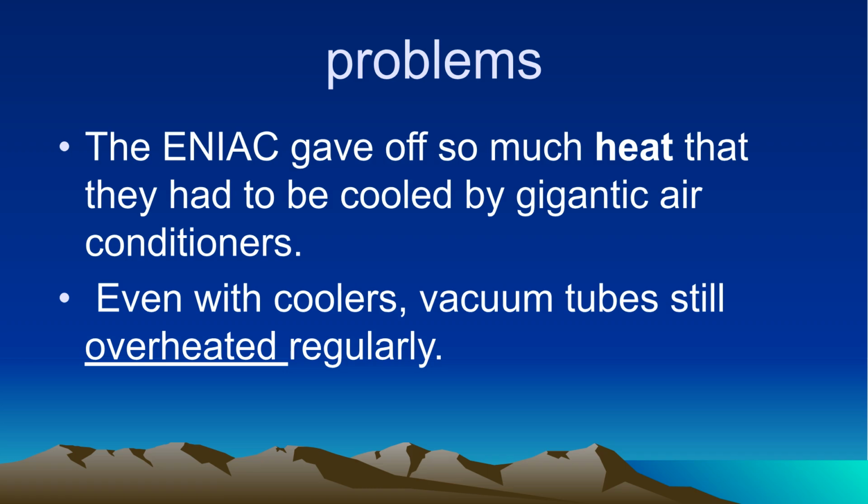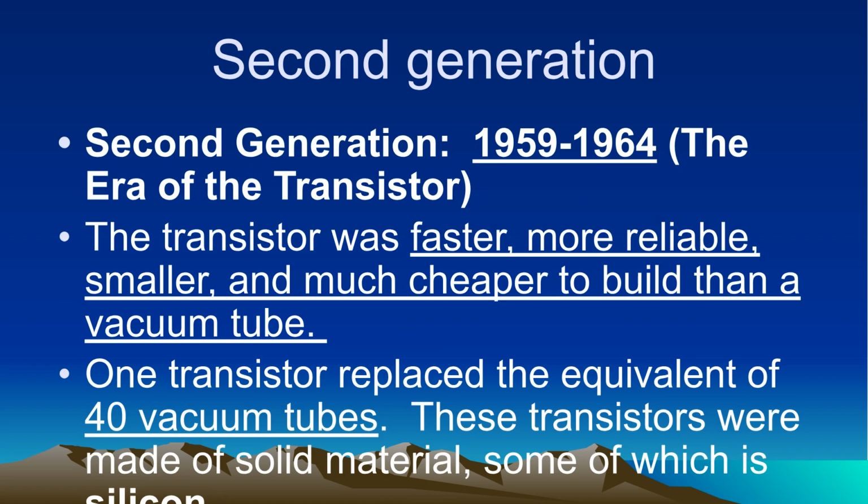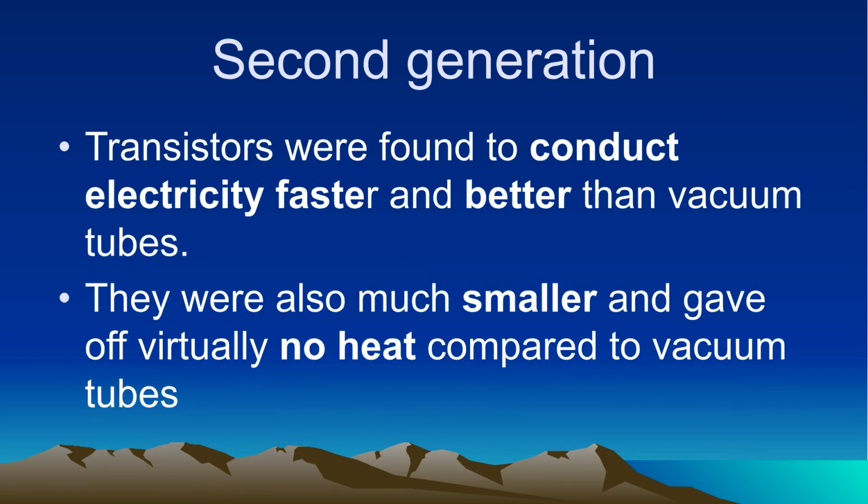A major problem of the first generation was the heat generated by the vacuum tubes, which necessitated massive air conditioning units. The second generation, 1959 to 1964, introduced the transistor. Transistors were faster, smaller, cheaper, and more reliable than vacuum tubes. Transistors conducted electricity more efficiently than vacuum tubes, were much smaller, and produced minimal heat.